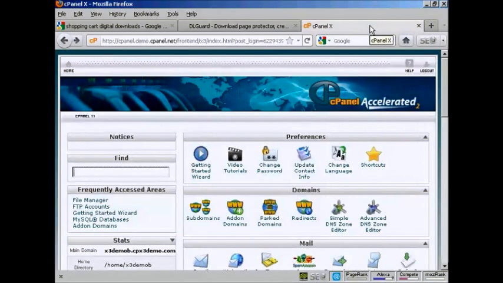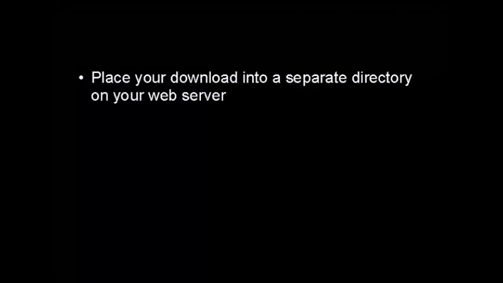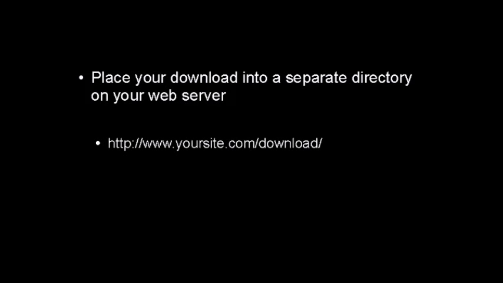And the final way of doing this, and one that's probably the simplest and certainly the cheapest way, is to password protect your download directory in cPanel. What you have to do is place your download, your digital product, into a separate directory on your web server. Now, you want to be imaginative when you decide what you're going to call this directory. You want to have it so it's not something that people are going to have an easy time finding.